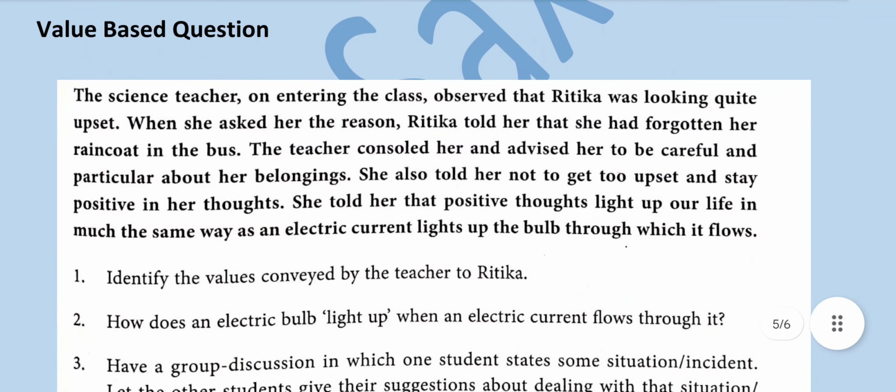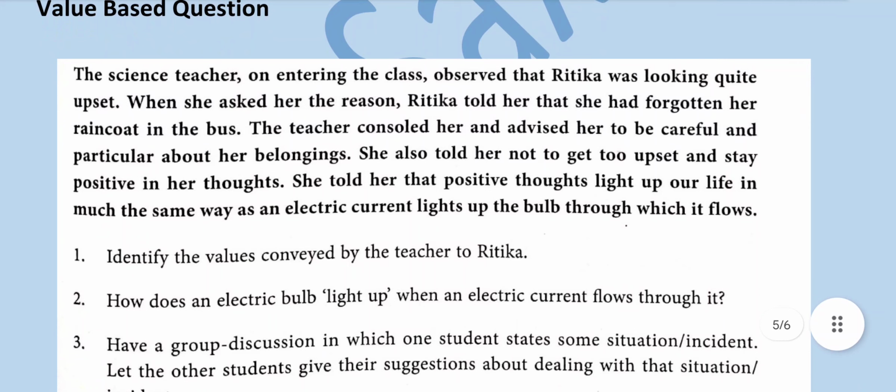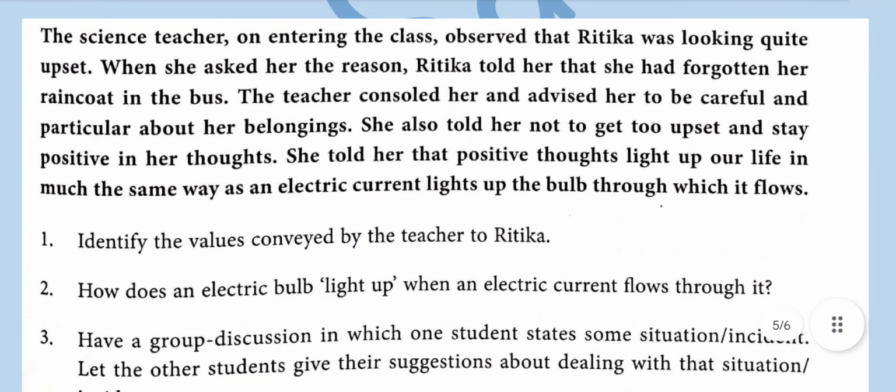Now, value-based question. The science teacher, on entering the class, observed that Ritika was looking quite upset. When she asked her the reason, Ritika told that she had forgotten her raincoat in the bus. The teacher consoled her and advised her to be careful and particular about her belongings. She also told her not to get too upset, to stay positive in her thoughts. She told her that positive thoughts light up our life in much the same way as an electric current lights up the bulb through which it flows.